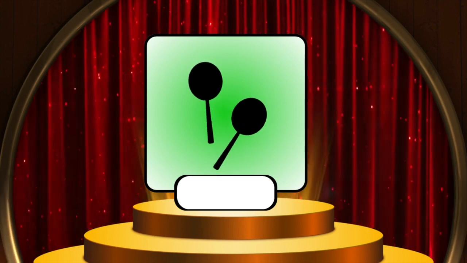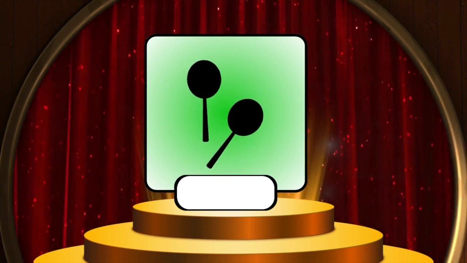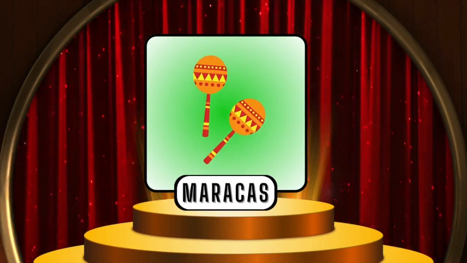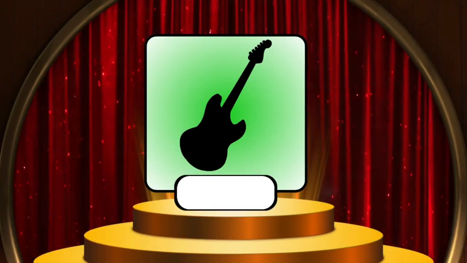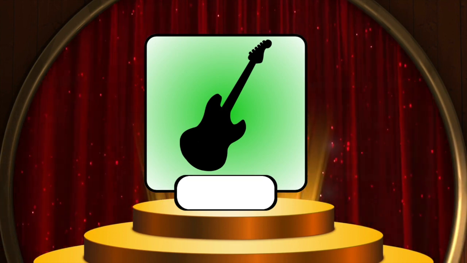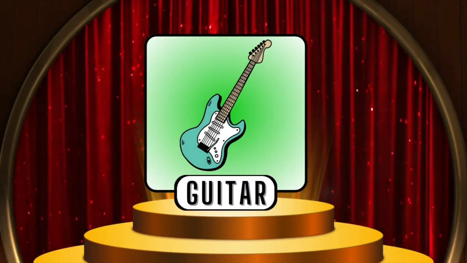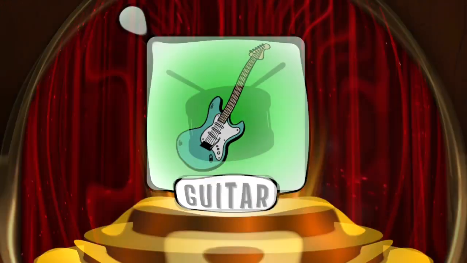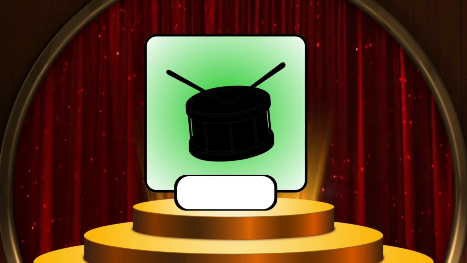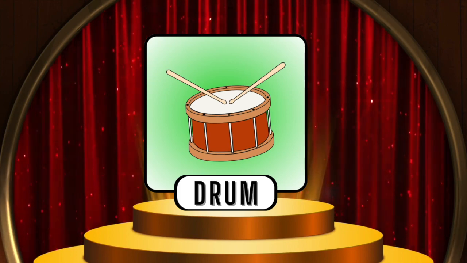Do you know what this instrument is? Yep, those are maracas. Do you know what this instrument is? You got it. That's a guitar. Do you know what this instrument is? You got it. That's a drum.